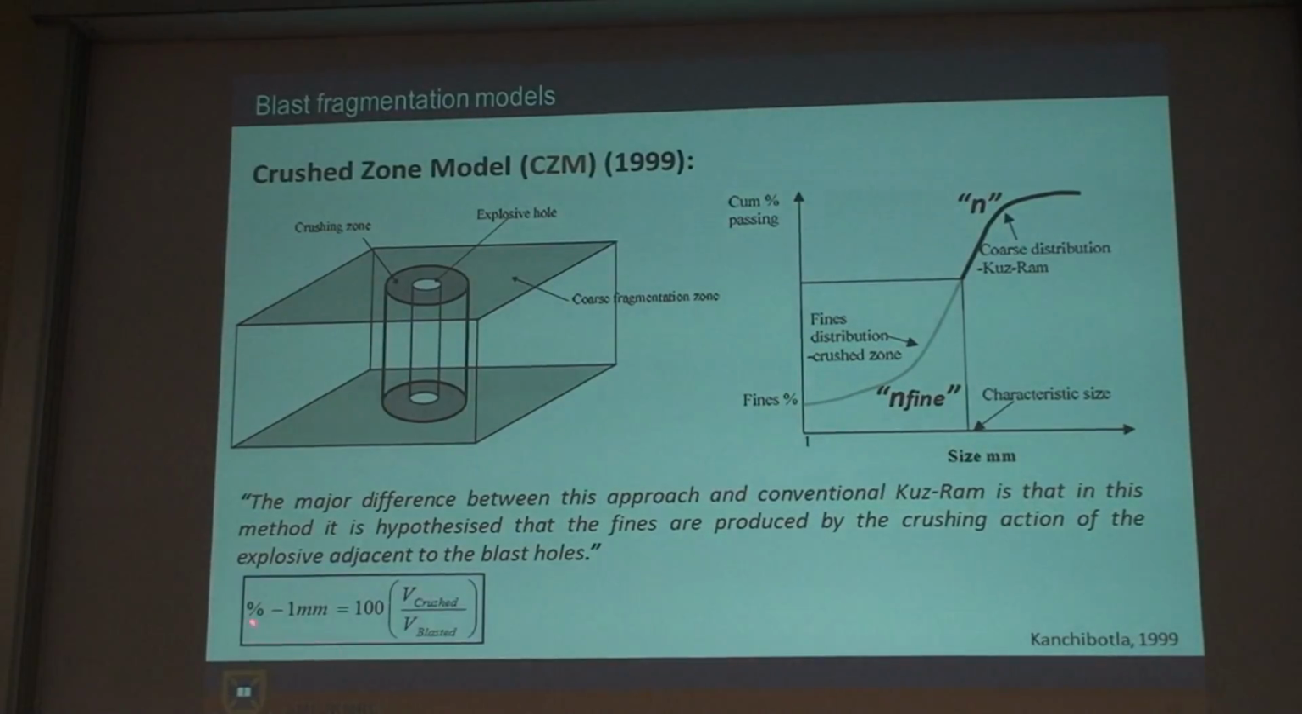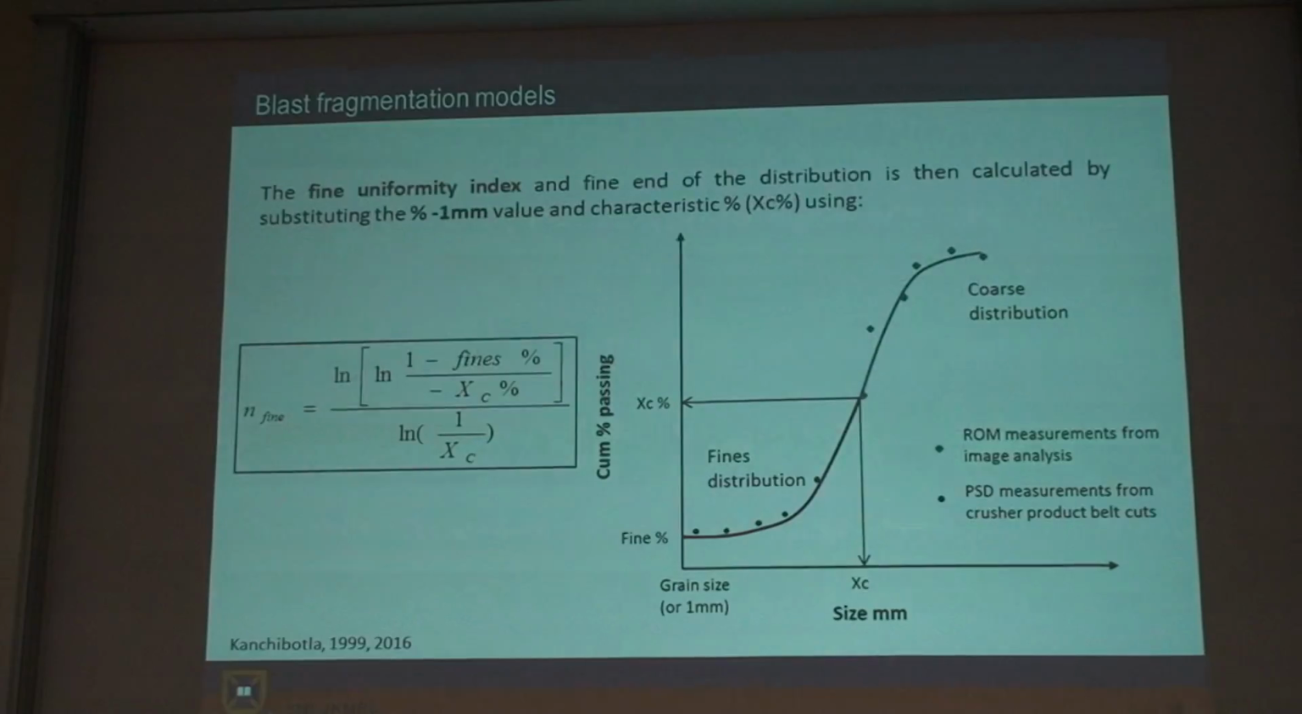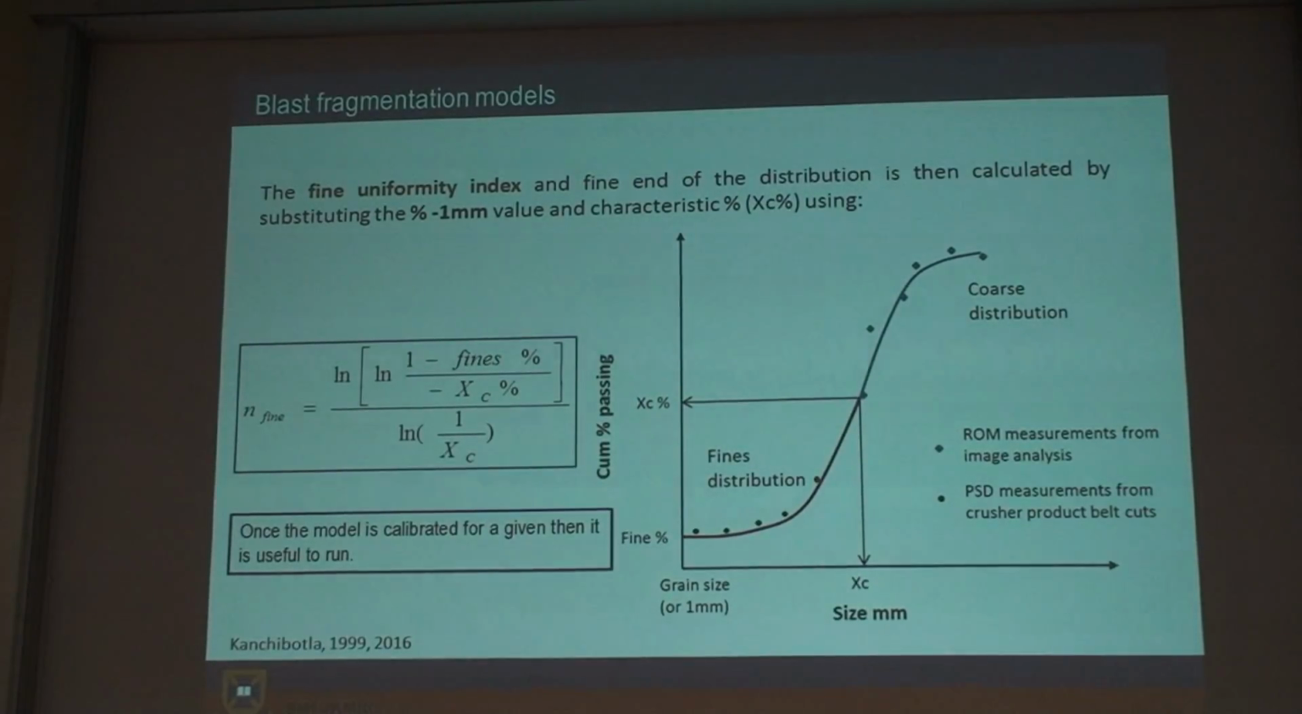Also here, the percentage of -1 millimeter as a default size should be calculated to be able to calculate the n fine. The fine uniformity index of the distribution is then calculated by substituting the -1 millimeter size and the characteristic size, which is calculable by this approach. And once the model is calibrated for a given site, it is then useful to run for several practices.